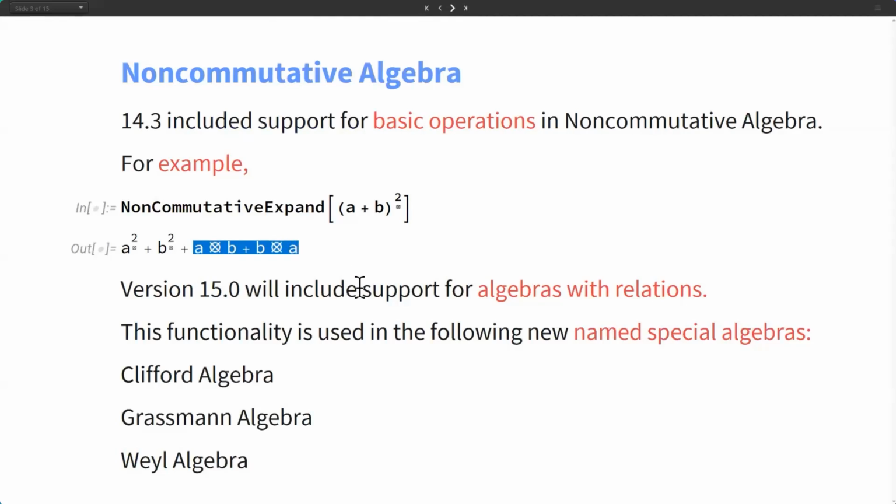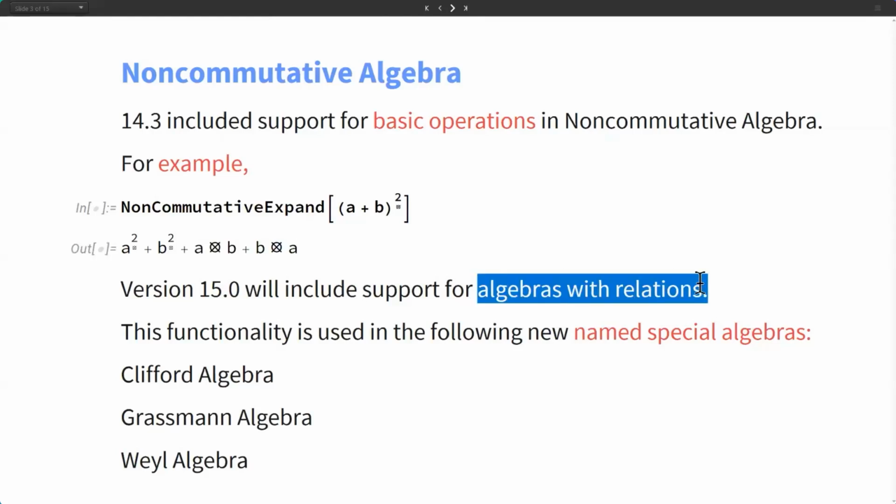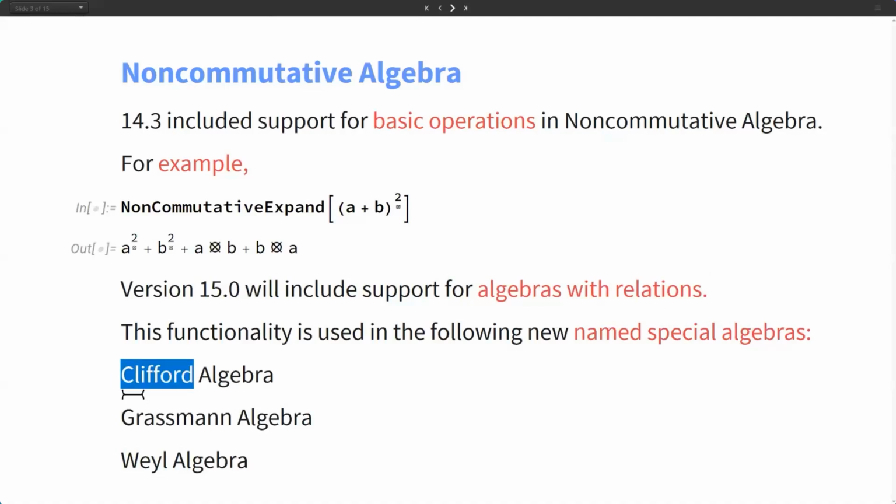Well, in that case, what we have is algebras with relations, and that's what version 15.0 will support. And it turns out that this idea of relations is very important for several new named special algebras in the system. So we'll have Clifford algebra, which comes up in connection with spinors and quantum theory, etc. The Grassmann algebra, which is associated with the exterior calculus and exterior algebra, and the Weil algebra, which is quite useful for differential equations. So as just a single example for these, let me take up a particular Clifford algebra.